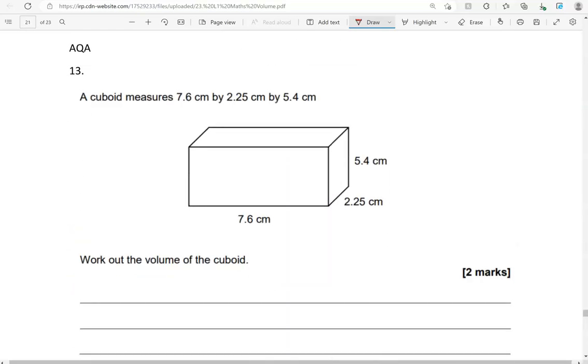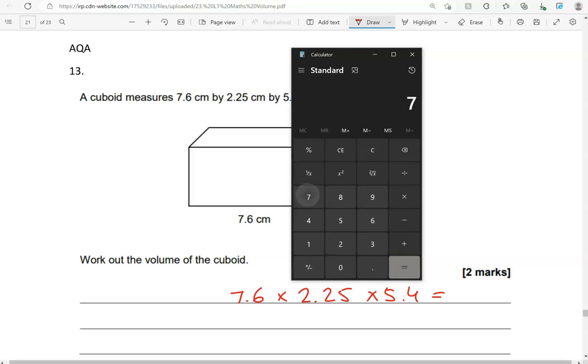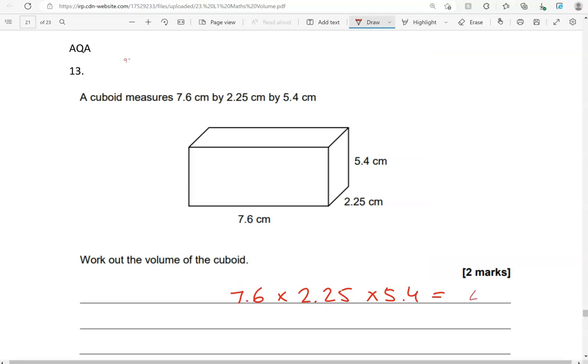A cuboid measures 7.6 centimeters by 2.25 centimeters by 5.4 centimeters. Work out the volume of the cuboid. So we'll multiply the 3 dimensions, 7.6 by 2.25 by 5.4, which is 92.34 cubic centimeters.